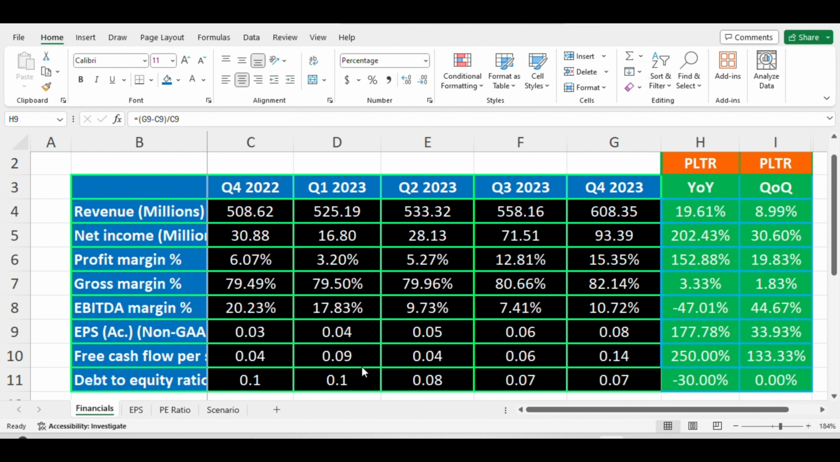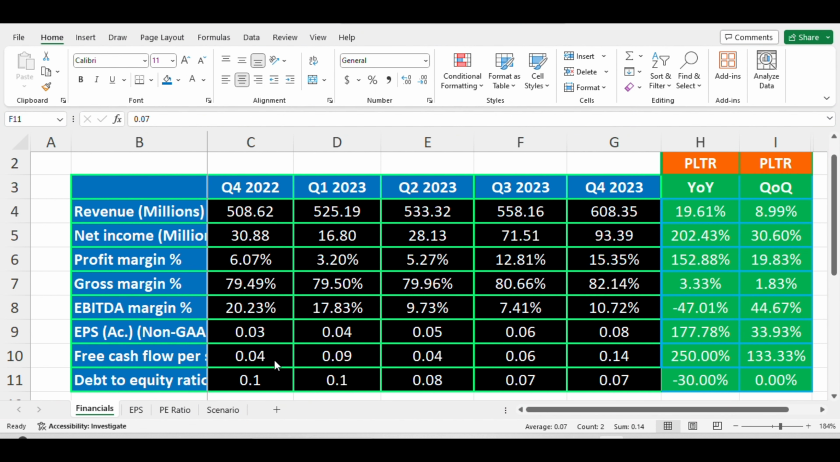Free cash flow per share is also growing quarter over quarter and year over year. The debt to equity ratio is also going in the right direction, with no change from the previous quarter and 30% down year over year, meaning that Palantir is doing a good job managing its debt.